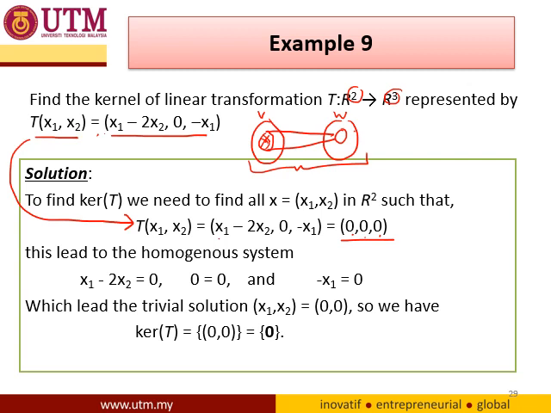So this is our first linear here, second linear and third linear. We know that we will get a homogeneous system where x1 minus 2x2 is equal to 0, and the second one is already 0. The third one, negative x1 is equal to 0. So you solve this linear equation, and then you will get the trivial solution, where x1 is 0 and x2 is also 0. So we will have the kernel equal to 0 and 0 to get our W here.